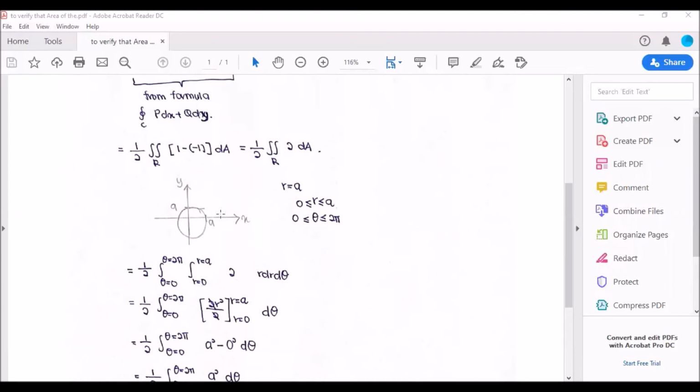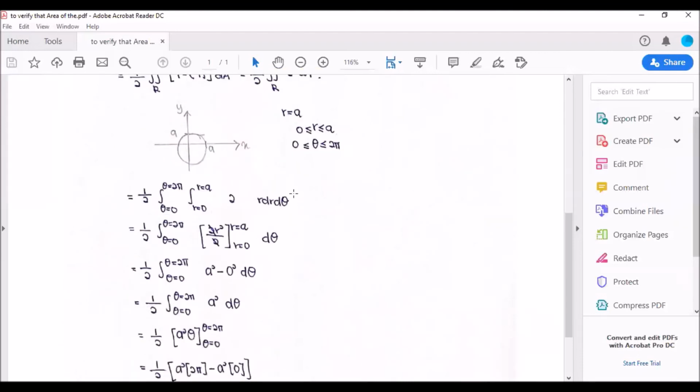The radius is a, so the region is from 0 to a. And for theta, it is actually a complete circle, right? So theta is from 0 to 2 pi because it travels a whole circle. And as we know, Green's theorem is counterclockwise, so it travels like this.